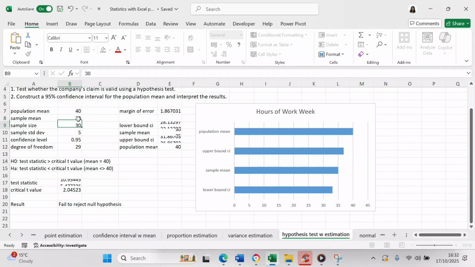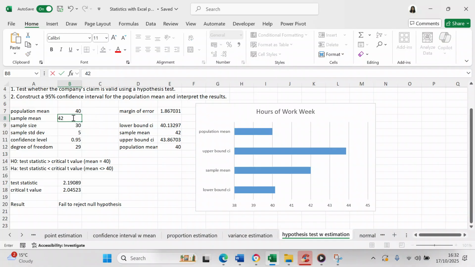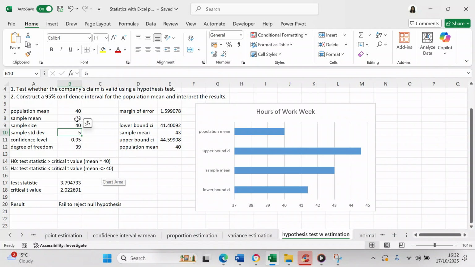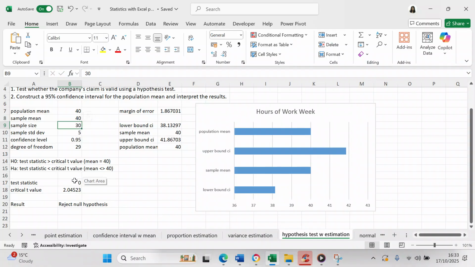Let's check 30. So it's just generally not working. So it says if it's 40, then you reject the null hypothesis. If it's 41, you reject the null hypothesis. And then let's try 42. So if it's 42, you fail to reject the null hypothesis. Let's check 43. 43, you fail to reject the null hypothesis. At 40, you fail to reject the null hypothesis. Let me try this. It says reject the null hypothesis.